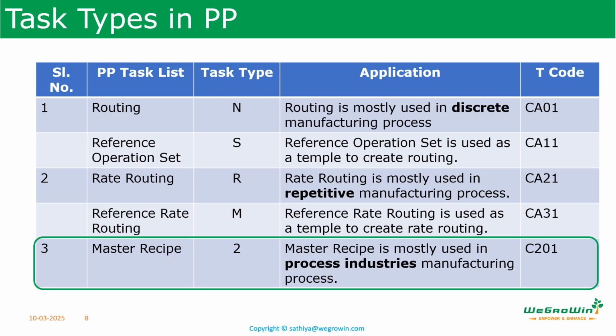For process industries, master recipe is used. These are created with the transaction C201. Task type is 2. This is similar to standard routing. So in this course, we will be discussing standard routing, right?